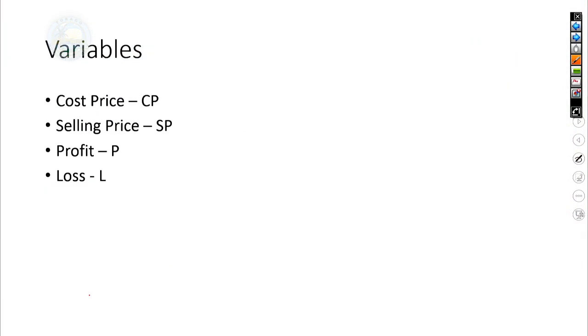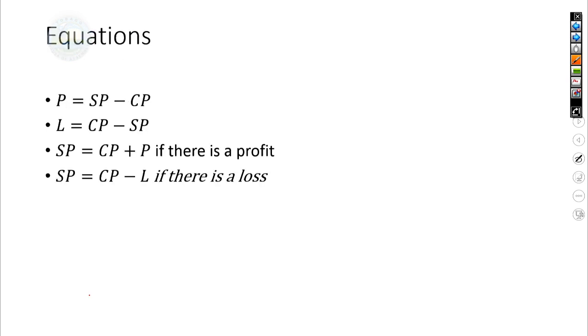So wherever we see cost price, we're going to write CP. And wherever we see selling price, we're going to write SP. And profit, just a P by itself, and loss, an L by itself. We're going to see some equations that we already know. Remember what we said, right? If the selling price is more than the cost price, then we would make a profit.